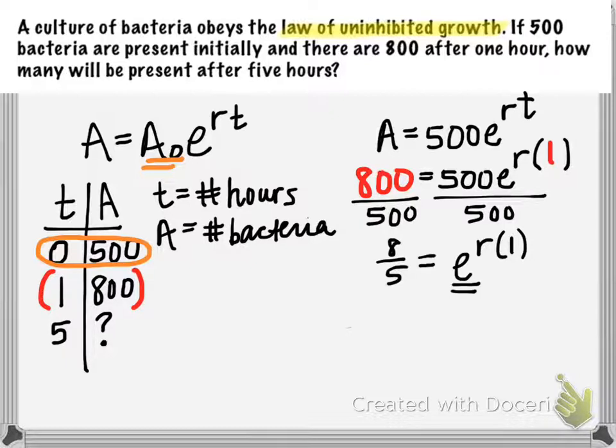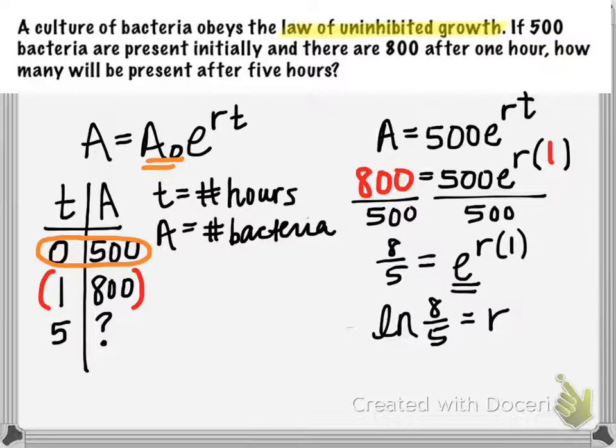And our logarithm will have a base of e. So this is going to be log base e of 8/5 is equal to r times 1. But log base e is the same as natural log. So I'm actually going to save myself a little room here and just replace this with the natural log of 8/5 is equal to r times 1. And of course, we really don't need the times 1, so we can say that r is equal to the natural log of 8/5.